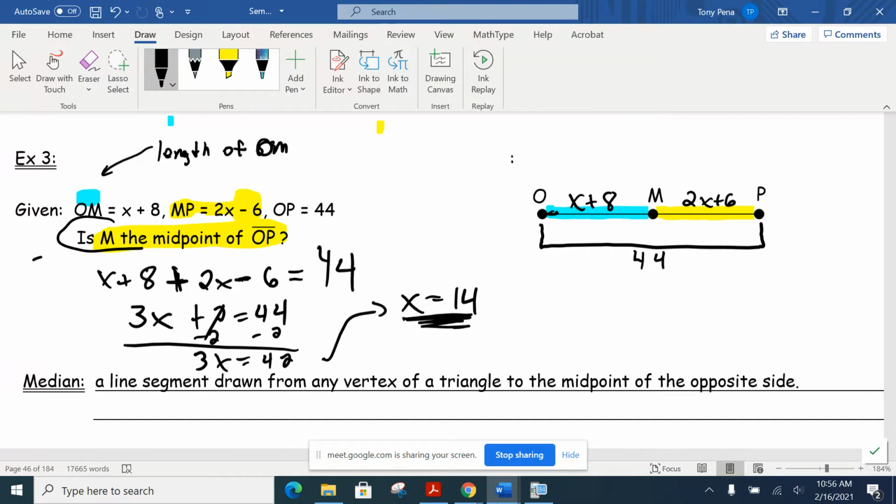The question is this: is M the midpoint of OP? So the way we're now going to be able to figure that out, let's come over to this blue interval, x plus 8. Don't we now know that x, so I'm going to erase the x, I'm going to plug that in as 14. So the blue interval, we now know, was 22 units long. Go to the yellow segment and do the exact same thing. So let your x be the 14. So I'm going to do 2 times 14 plus 6.